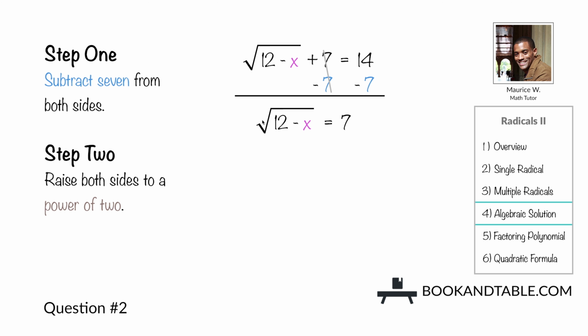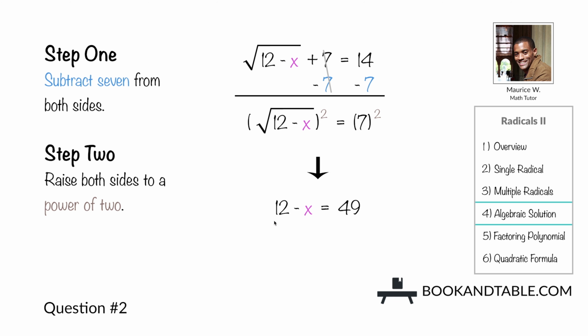Since the index here is 2, to remove this radical sign, you want to raise both sides of the equation to a power of 2. That leaves you with 12 minus x on the left side and 7 squared, which is 49, on the right side. So now we can solve for x.